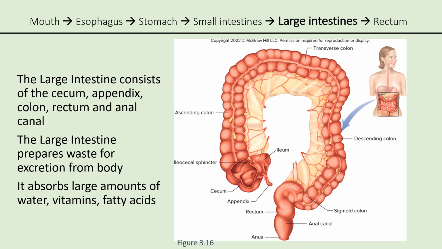So that's what happens when your appendix gets infected. It can burst. So the large intestine, what's the function of the large intestine? This prepares waste for excretion from the body. Some absorption does happen in the large intestine. The vast majority of absorption happens in the small intestine, like we talked about, but the large intestine absorbs large amounts of water and some vitamins and fatty acids.